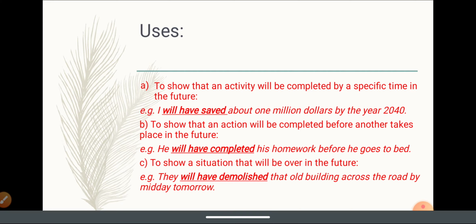To show a situation that will be over in the future. So they will have demolished that old building across the road by midday tomorrow. They will have demolished the old building. So up to the time of midday tomorrow, it is expected that the task will be completed.